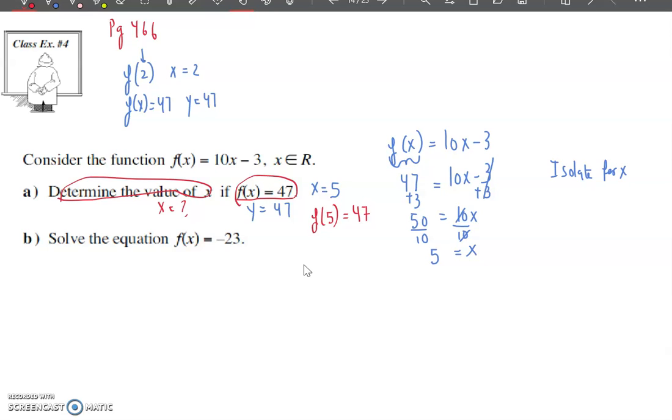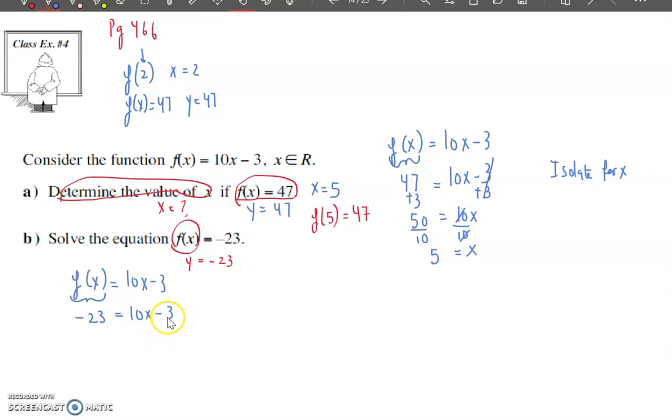Okay, and part B is also giving you the same thing. It's saying solve the equation f of x equals negative 23. So again, they're telling us what y is. So when I write down my function f of x, they're telling me that this entire thing is negative 23. And they want me to solve for x.